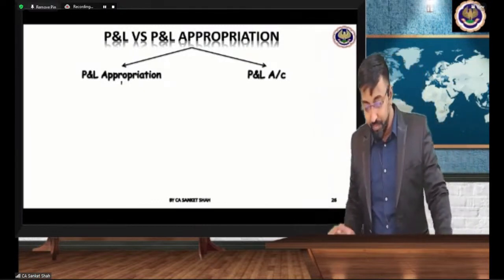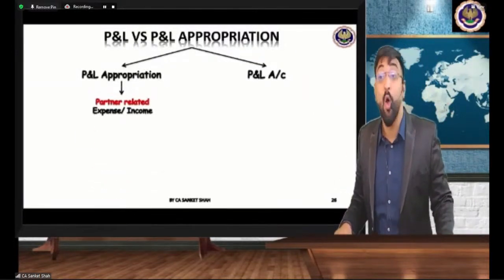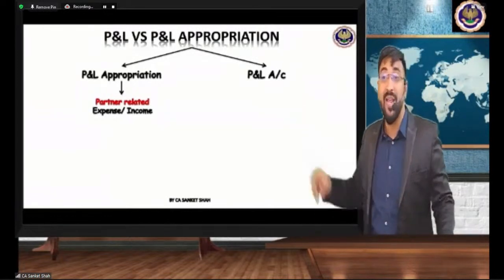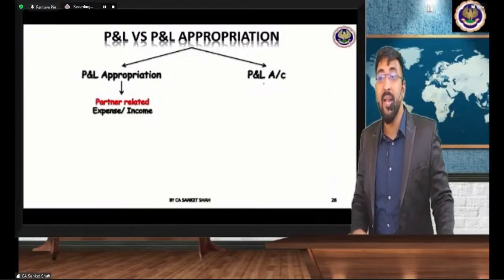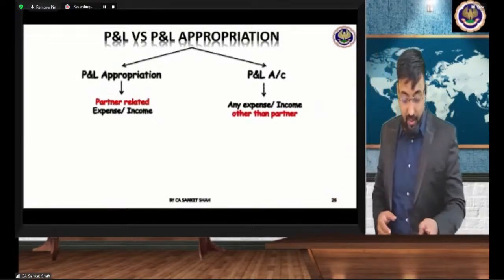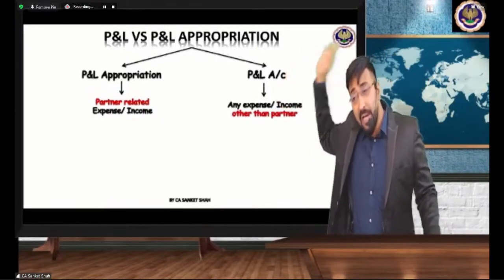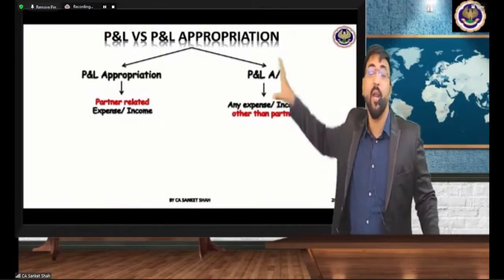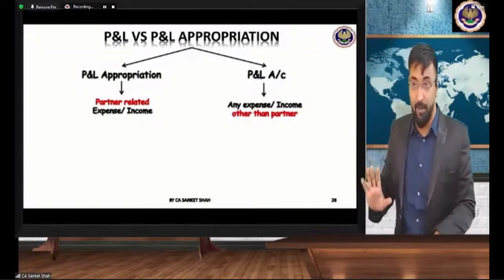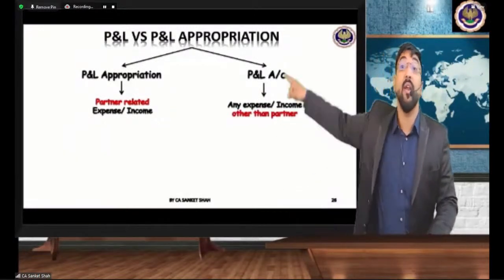No problem. So P&L appropriation is related to partner related expense or income. If it is related to the partner, it is always recorded in P&L appropriation. And P&L account means normally, other than partnership, if it is any other expense or income, it is recorded in the P&L account. Remember, P&L appropriation in case of company final accounts is different. So any amount, expenditure or income which is related to the partner is recorded in P&L appropriation.